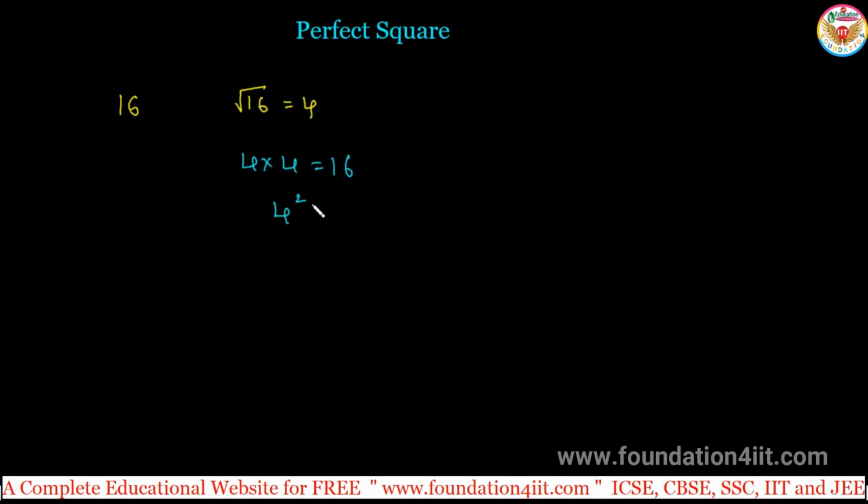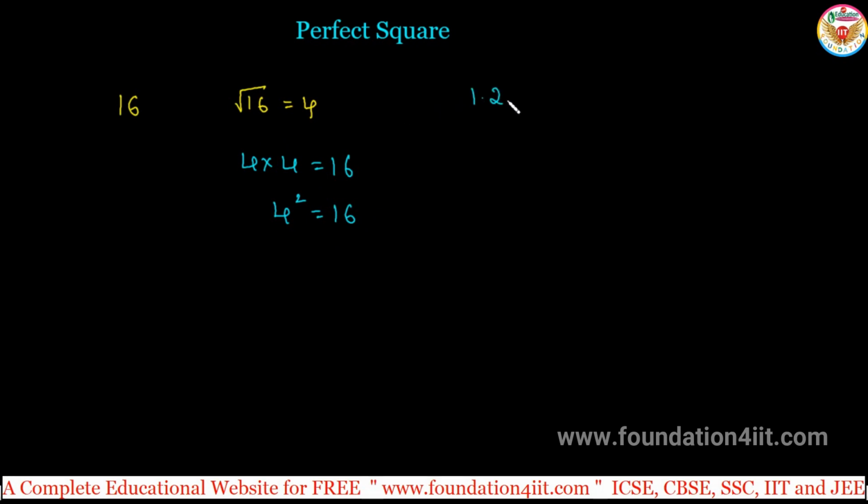Perfect square. Let us see what number we can call a perfect square. The small definition: a number whose exact square root can be obtained is called a perfect square. For example, take 16, a number whose exact square root can be obtained, because the square root of 16 is equal to 4. That means 4 into 4 gives 16, that is 4 square is equal to 16. So the square root of 16 is 4. That means 16 is a perfect square.